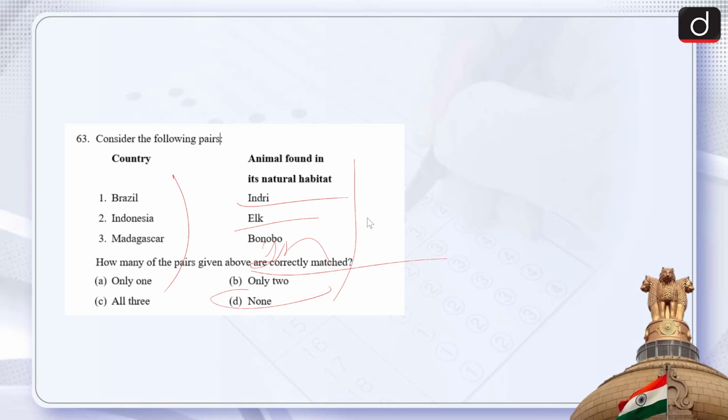Then we come to the bonobos. So bonobos can only be found in the forest south of the Congo River in Democratic Republic of Congo. So that's why all 3 pairs are incorrectly matched.